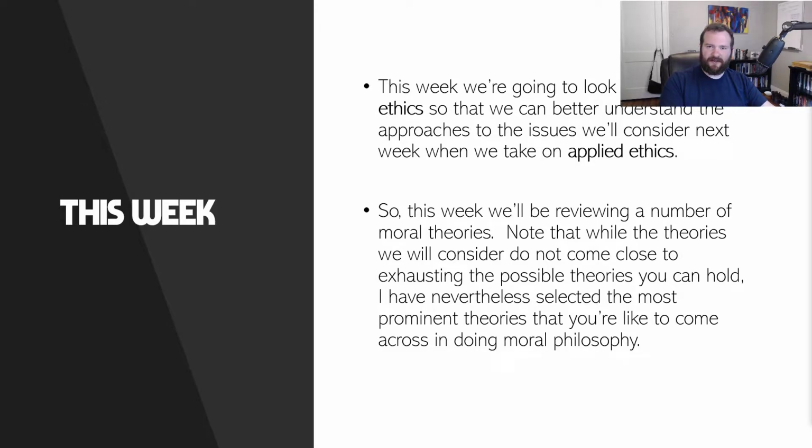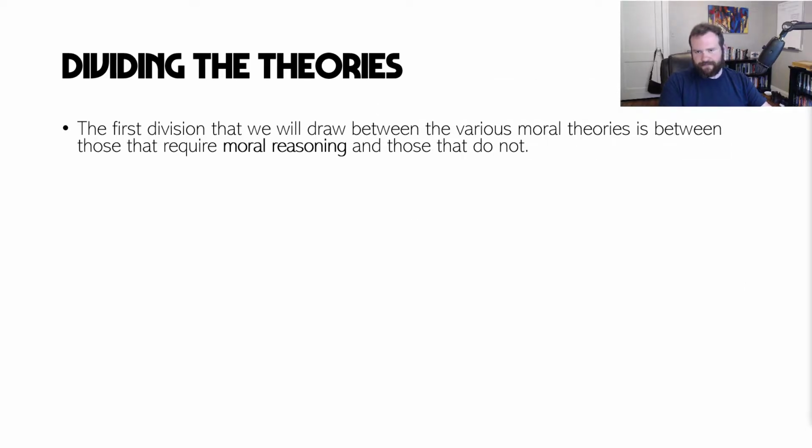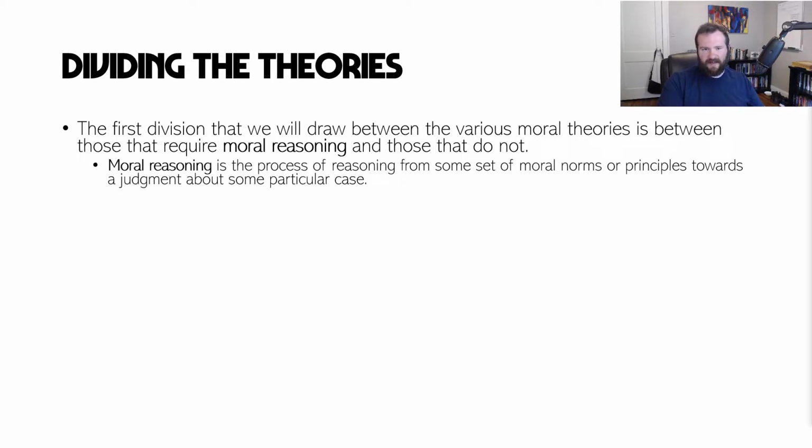Let's look at some of the moral theories we have on offer. Well, there is a number of ways to divide moral theories into different groups, different clumps. The first way that we're going to divide them is by talking about those moral theories that require reasoning and those that do not, right? So moral reasoning is just this process of reasoning from some set of rules or moral principles towards some judgment about a specific case.